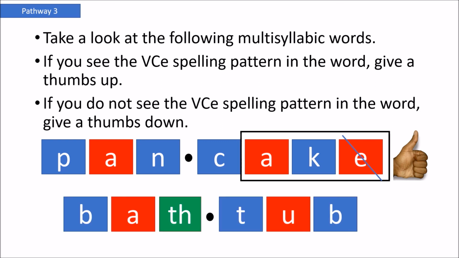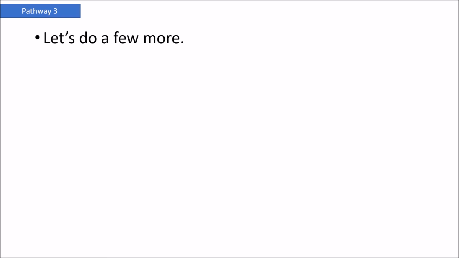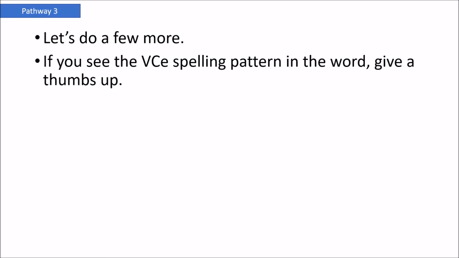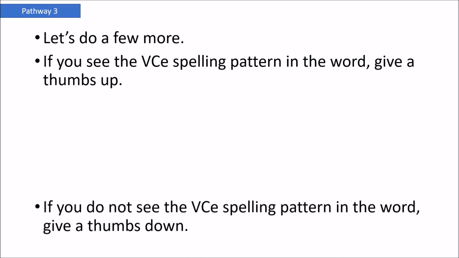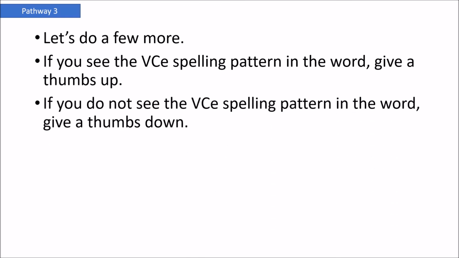The second word is bathtub. If you gave a thumbs down, you are correct. You do not see a vowel consonant E spelling pattern in the word bathtub. Let's do a few more. If you see the vowel consonant E spelling pattern in the word, give a thumbs up. If you do not see the vowel consonant E spelling pattern in the word, give a thumbs down.